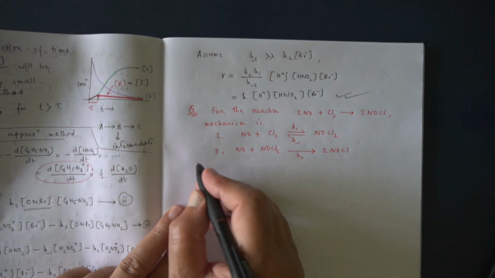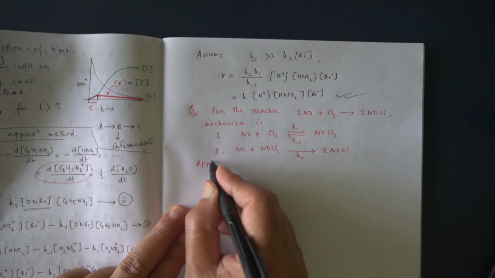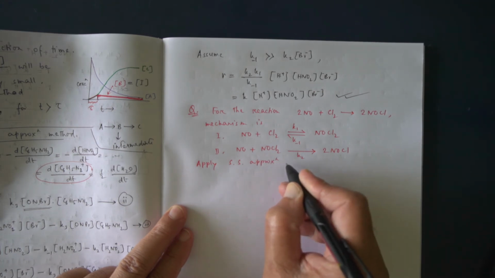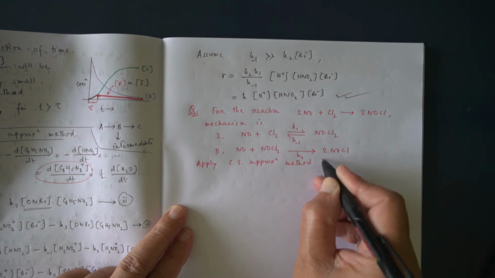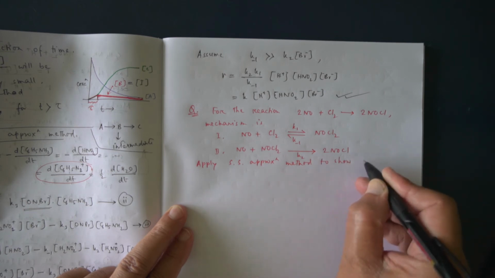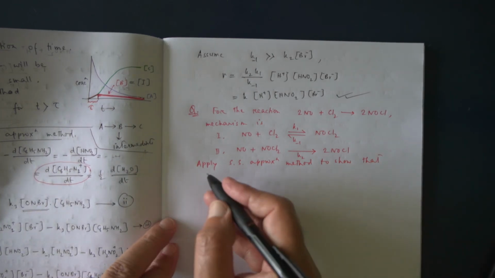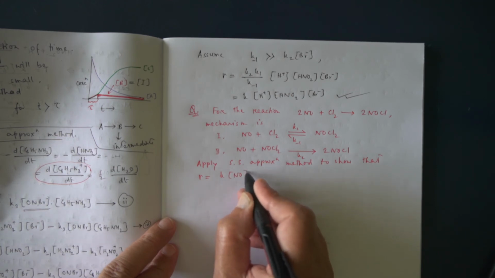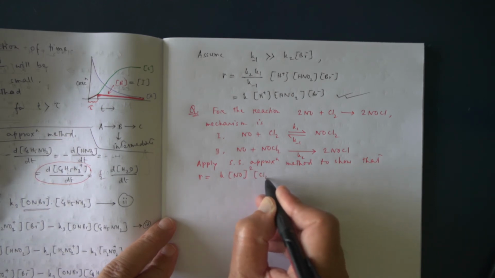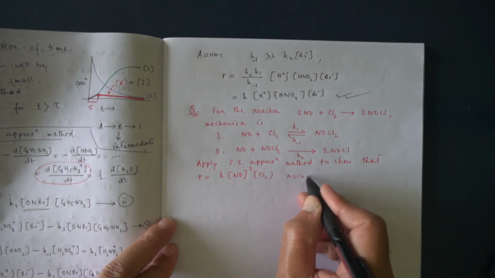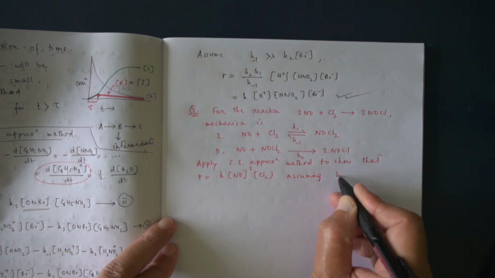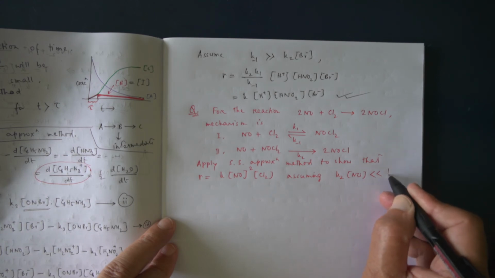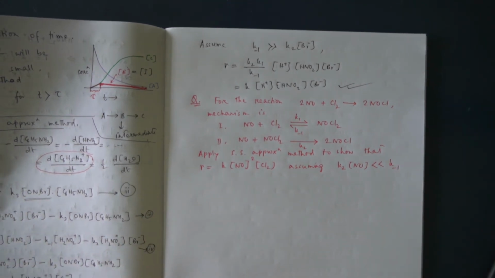Now apply the steady state approximation method to show that R = K[NO]²[Cl2], assuming K2[NO] is very much less than K-1. So this is the question.